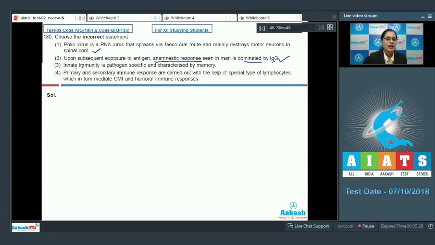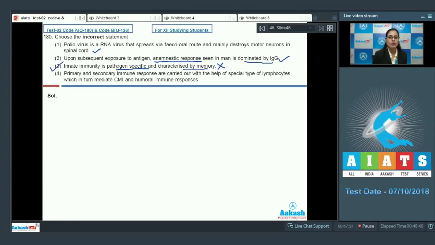Option number 3 is innate immunity is pathogen specific and characterized by memory, and this is an incorrect option because innate immunity is not specific to pathogens and is not characterized by memory cells. On the other hand, it is acquired immunity which is pathogen specific. So option number 3 is incorrect, and so is the correct answer for our question. The fourth option given is primary and secondary immune response are carried out with the help of special type of lymphocytes which in turn mediate cell-mediated immune response and humoral immune responses, and this is also a correct statement. So the correct answer for this question is option number 3.